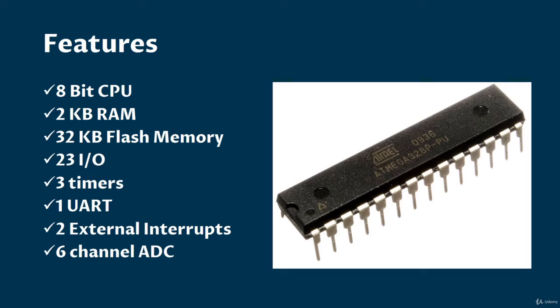There are 2 external interrupts. One serial communication module, which we call UART, Universal Asynchronous Receiver and Transmitter. I'll tell you all the details in our next section. And 6 channel analog inputs are there. 6 channel means there are 6 analog inputs which can work simultaneously.